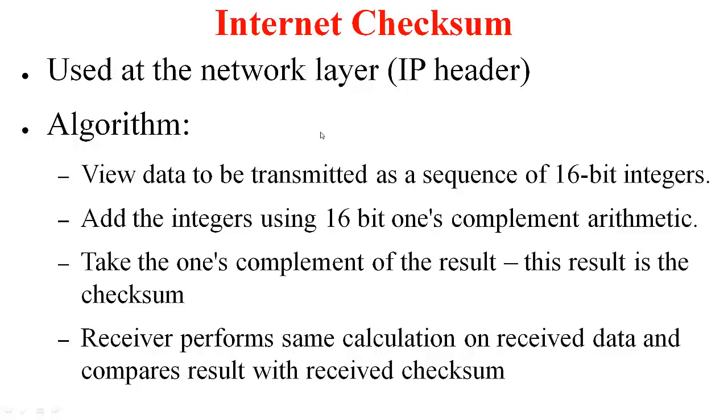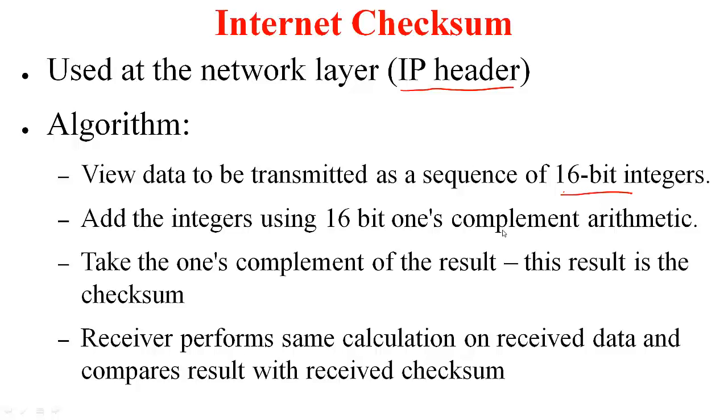Another error detection algorithm that is used is the internet checksum. This is not used at the link layer. In fact, it's used at the network layer, and the checksum is carried over the IP header. But since it's part of error detection, I'm going to cover it here. Now, as part of this algorithm, whatever data over which you want to perform the checksum is viewed as a sequence of 16-bit integers.